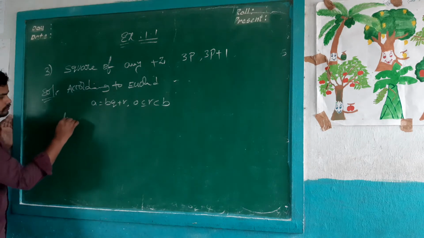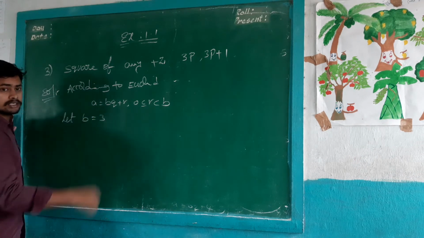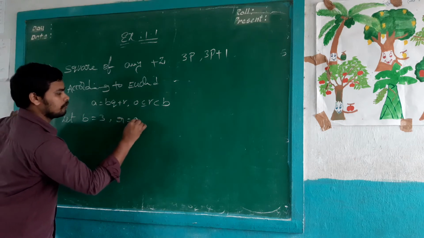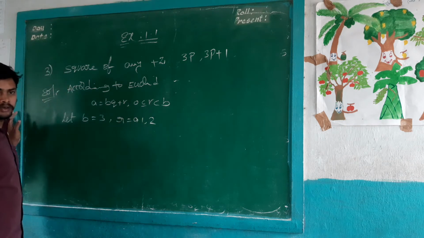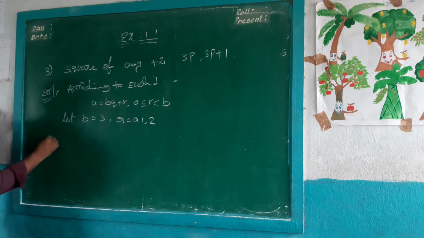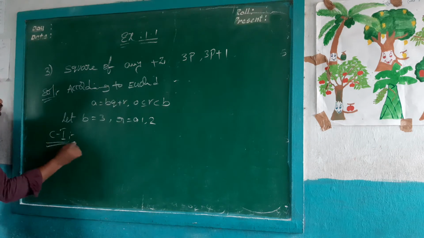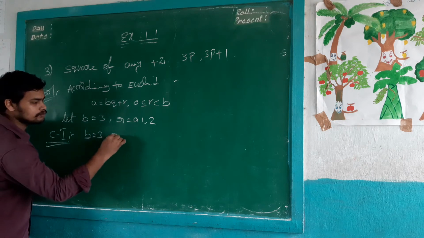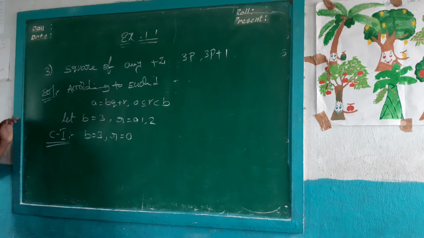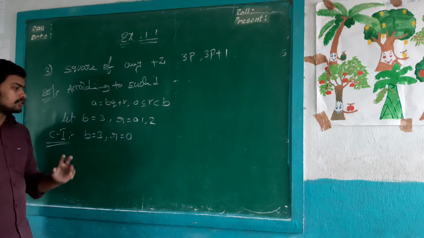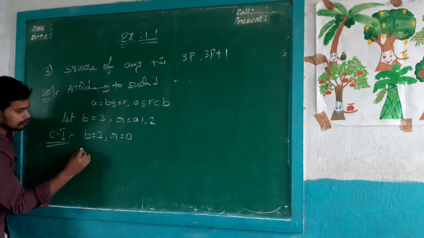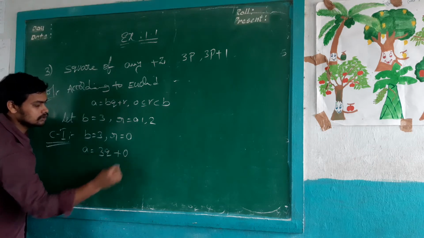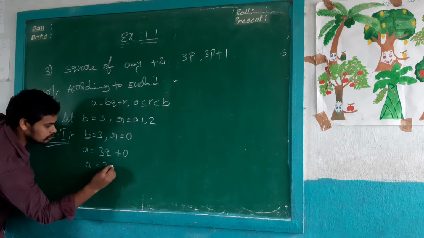Let b value be 3. Automatically r lies among 0, 1, 2. Okay, case 1: b value 3, r value 0. Put these values in the given equation. a equals 3q plus 0, so a equals 3q.